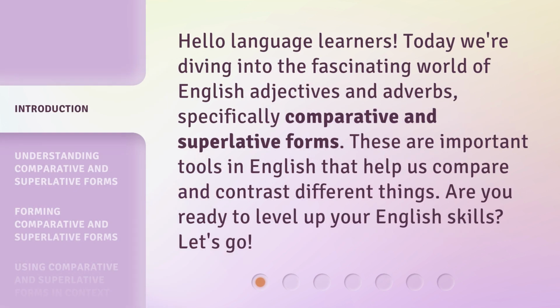Hello language learners. Today we're diving into the fascinating world of English adjectives and adverbs, specifically comparative and superlative forms. These are important tools in English that help us compare and contrast different things. Are you ready to level up your English skills? Let's go!